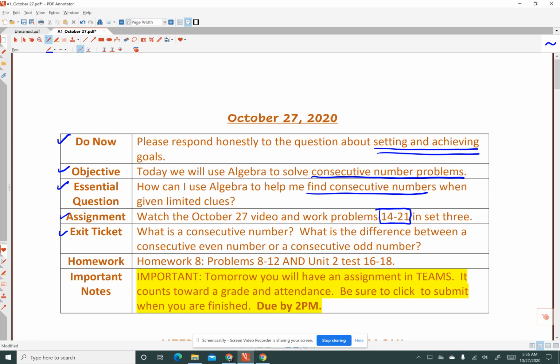And our exit ticket will ask us to answer what is a consecutive number and what is the difference between an even consecutive or a consecutive odd number. So for homework, we'll finish up homework 8 by doing problems 8 to 12, and I want you to go ahead and look at your unit assessment and do problems 16, 17, and 18. So 5 problems here and 3 problems there for a total of 8 problems tonight.